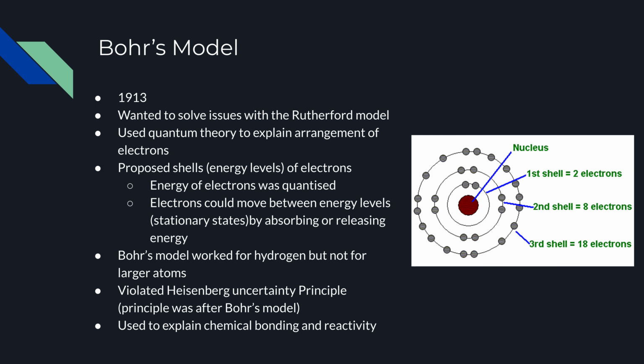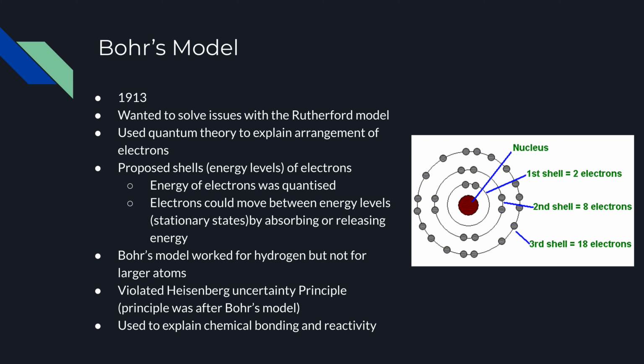Bohr's model was created in 1913, and he wanted to solve the issues with the Rutherford model, such as why the electrons orbited instead of spiraling into the nucleus. So he used quantum theory to explain the arrangement of electrons, and proposed that electrons were in quantized energy levels called shells, and that electrons could move between these shells or energy levels, or rather what their stationary state was, by absorbing or releasing energy.